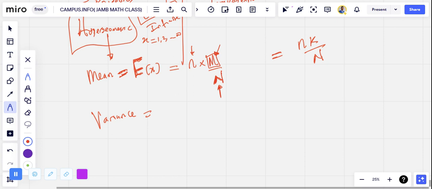Okay, the formula is long. Very long. I want you to write it as N times M over N. Then I also have 1 minus M over N, then times N minus n over N minus 1.